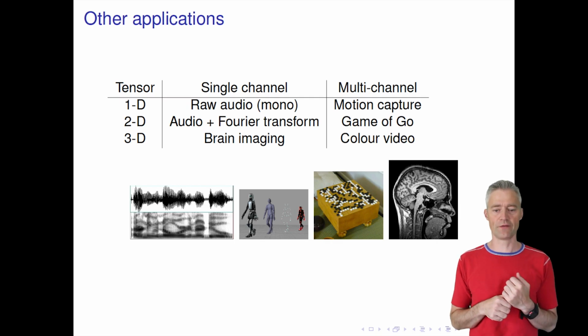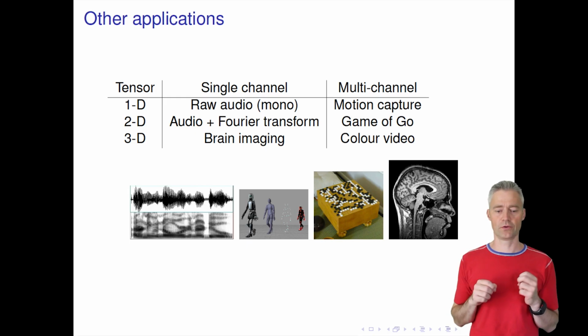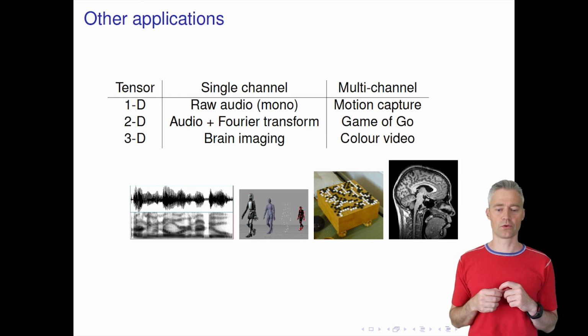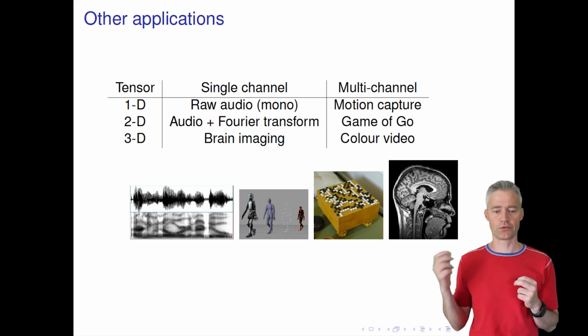We can also have, in this example, you can see that 1D could also be multi-channel. This is like motion capture, where we put sensors on different parts of the body, and then we have a lot of 1D recordings, or maybe more than 1D if we have all the coordinates. We have audio plus the Fourier transform.